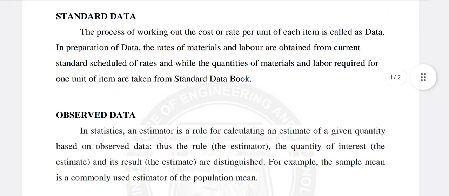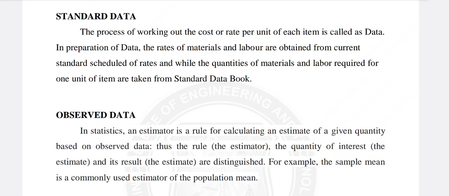Today we are going to discuss rate analysis and costing. The first one is standard data. The process of working out the cost or rate per unit of each item is called data. In preparation of data, the rates of material and labor are obtained from the current standard schedule of rates.